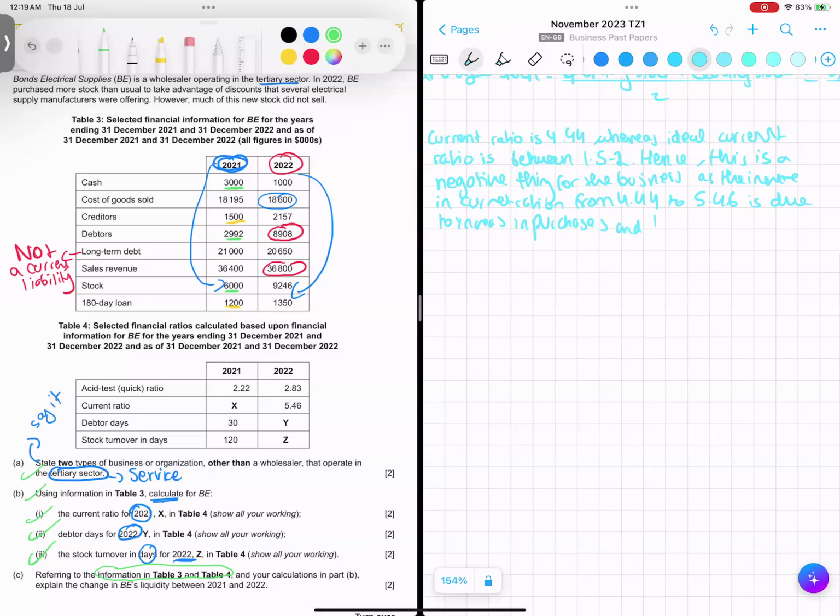And this caused stock to increase. And keep in mind, stock is an aspect of current assets. Okay, so also you have to talk about the increase in debtor days. Okay, so this will cause the current assets to be much greater than current liabilities.